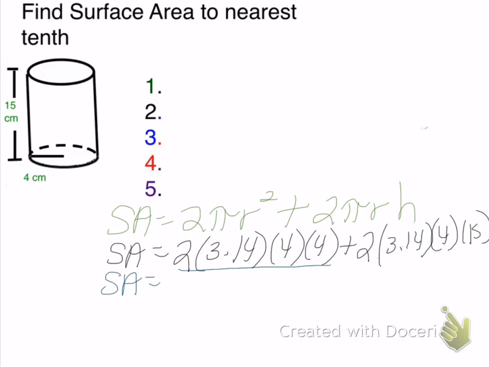Okay, we're back together, and when I multiply, I have 148 hundredths as my value. Then I'm going to go ahead and multiply that second half. So you go ahead and pause the video again and multiply.